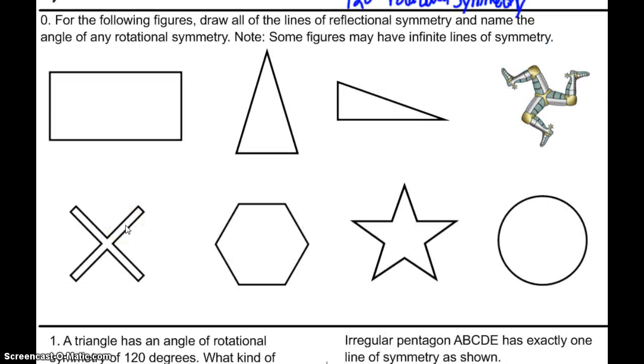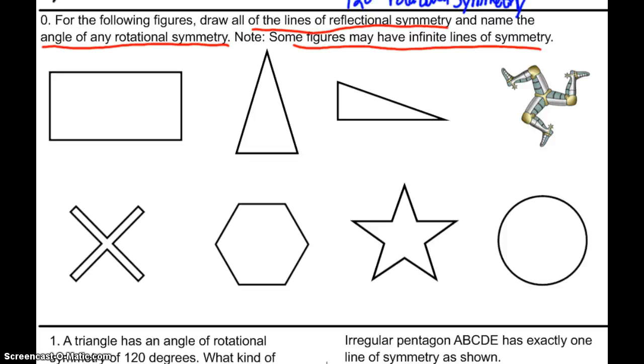What I'd like you to do now is pause the video and try, for these next 8 figures, to draw all the lines of reflectional symmetry and name the angle of any rotational symmetry. Note, some figures may have infinite lines of symmetry. Pause the video now, try and fill those in.